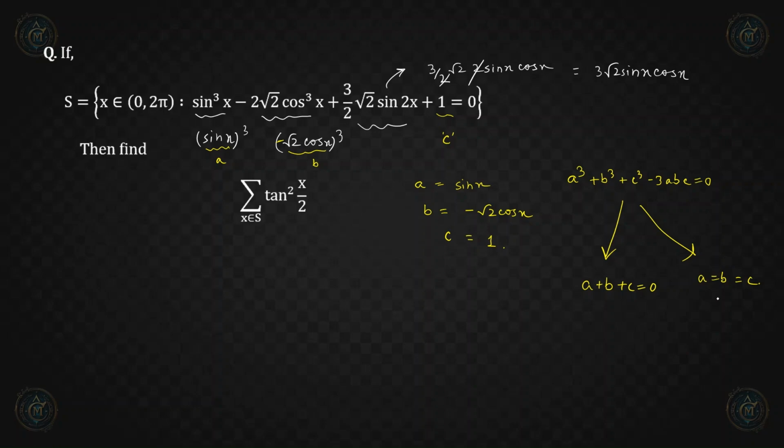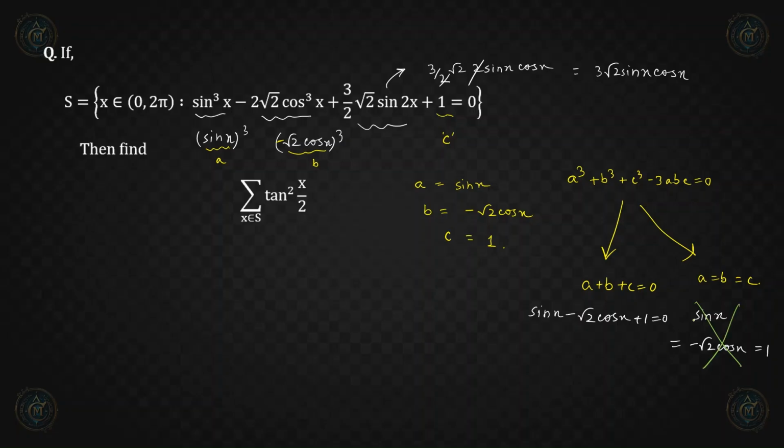That means if we check the conditions independently, a equal to b equal to c gives us sin x equal to minus root 2 cos x equal to 1, right? And a plus b plus c equal to 0 gives us sin x minus root 2 cos x plus 1 equal to 0. Now we can clearly see this thing is not possible.